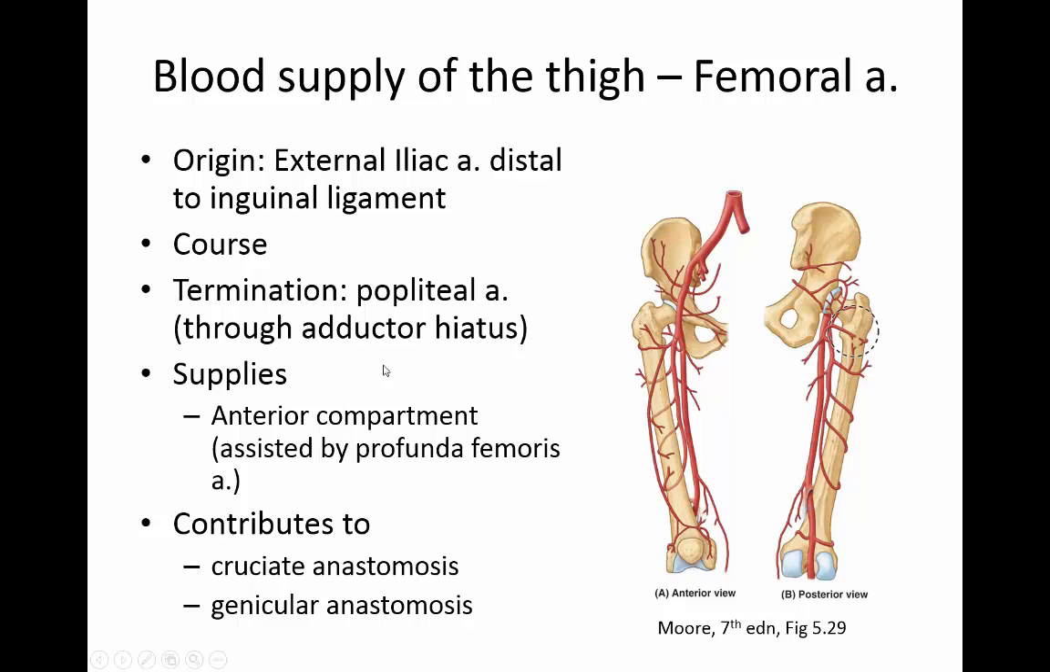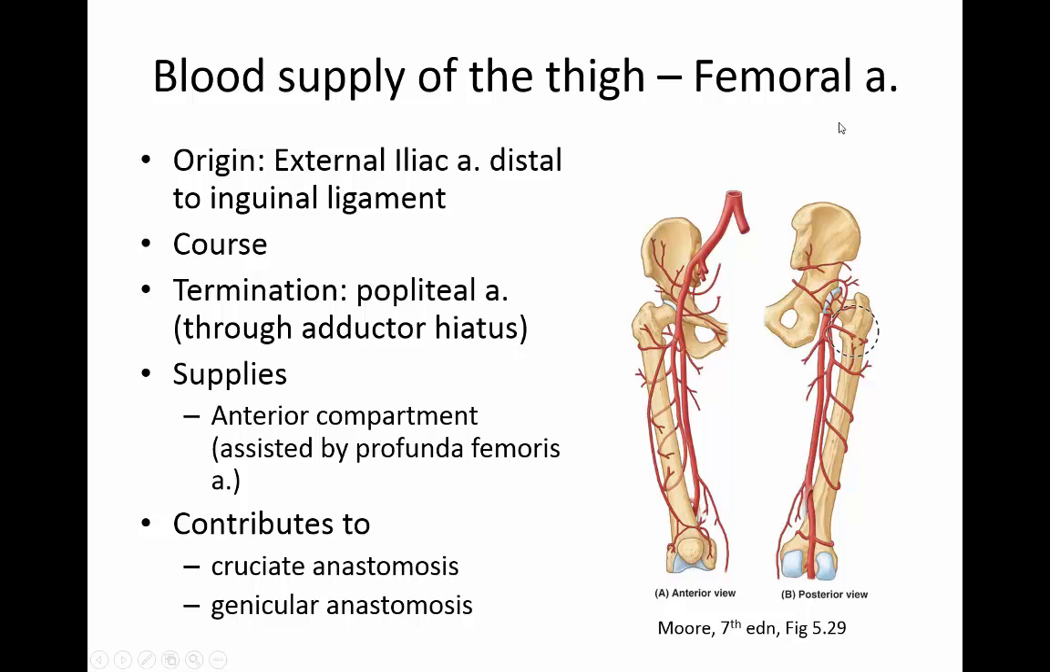So termination doesn't mean that the artery stops or dies or ends. Sometimes it just means that it changes its name as it enters a new area. So the femoral artery supplies our anterior compartment, and it's assisted by the profunda femoris artery. Profunda femoris is the deep femoral artery. So the deep femoral artery supplies all 3 compartments.